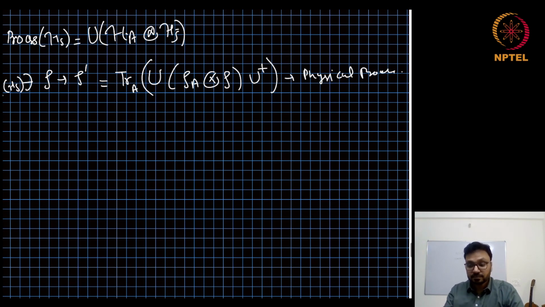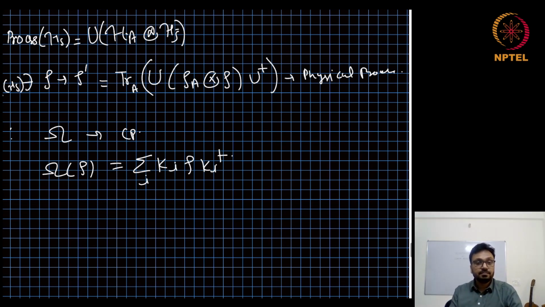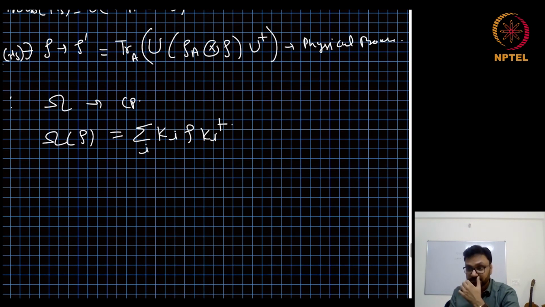So in other words, if the desired process can be achieved by a unitary transformation on an enlarged system, then this process must be physical. So whenever we say physical process from now onward, this is what we will mean. Now the point is, from the Choi theorem, we know if omega is a completely positive map, then the action of omega on rho can always be written as sum over i of Ki rho Ki dagger. So this is the crux of the two Choi's theorems.